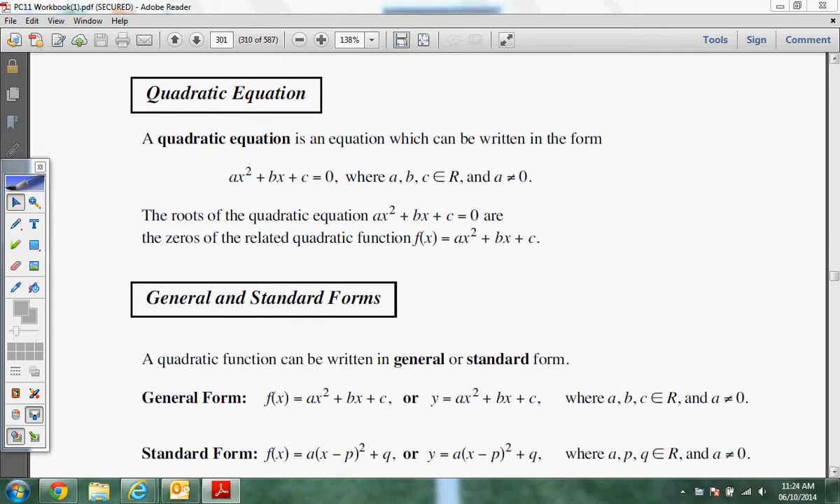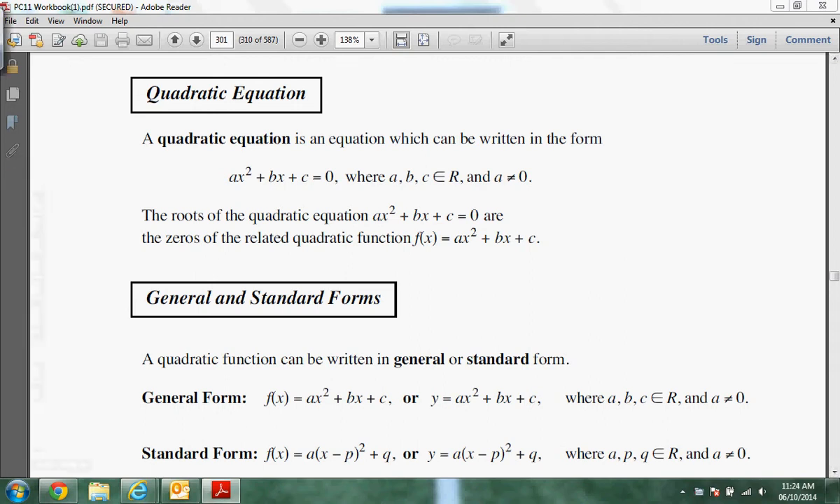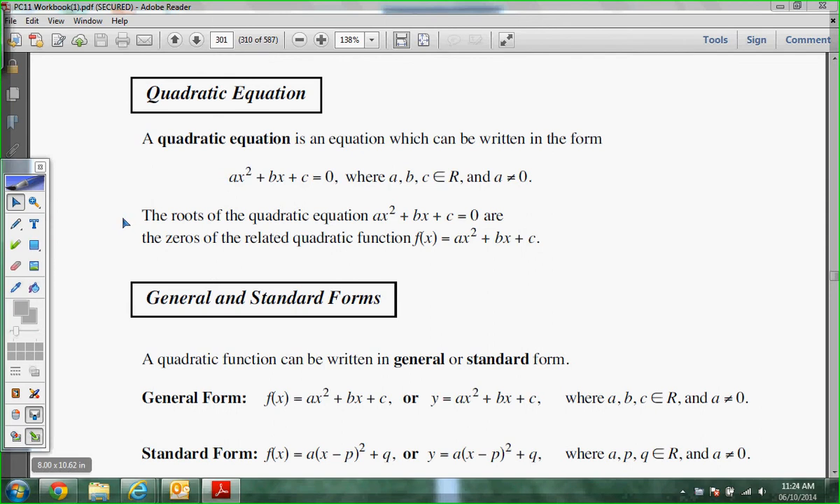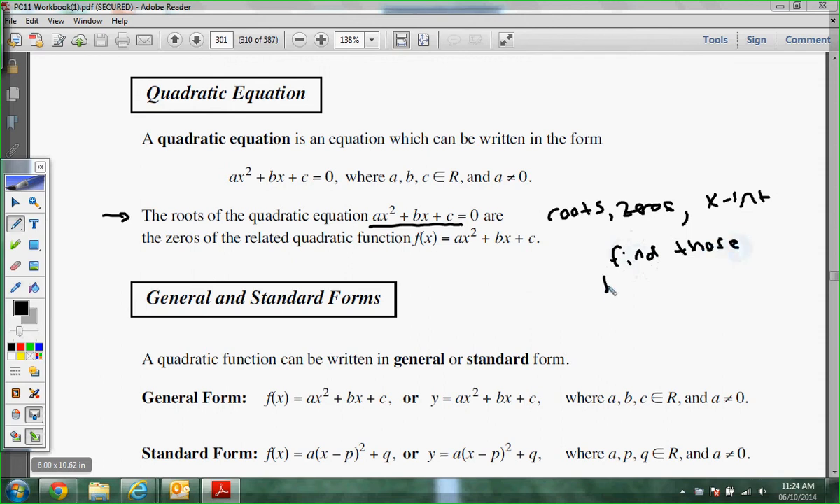Again, this is just repeating, and making sure we understand, this comes back to what we've already learned. We know that this quadratic equation will have roots, zeros, or x-intercepts. And we can find those by solving, using factoring, the zero product property, all that stuff. So that helps us figure out, remember, what do they mean?